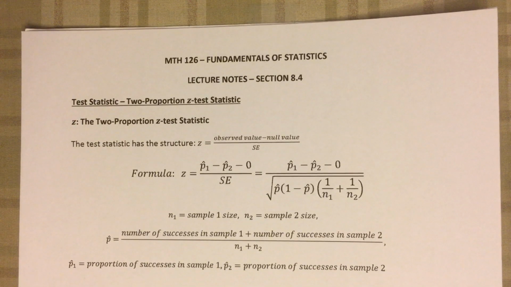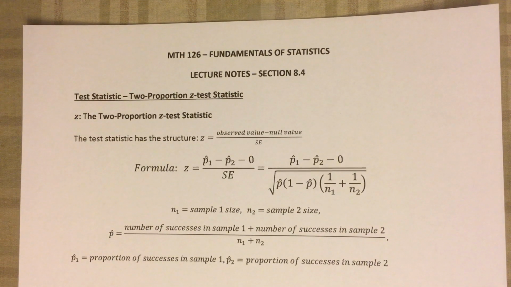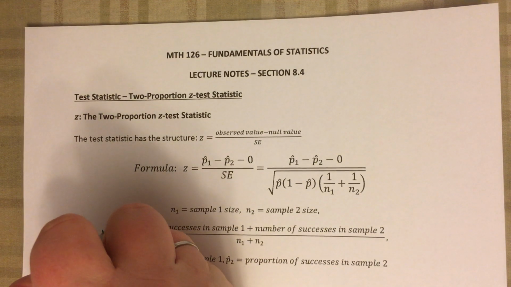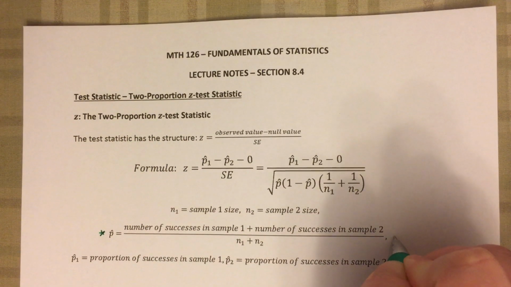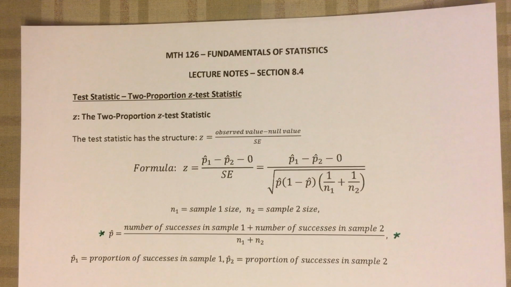On the next page of our notes, we see our calculation for our z value. Again, you're not going to have to work through any of these by hand, so I'm not going to spend a lot of time talking about this formula, but I do want to mention this p-hat value that I just mentioned on the previous page: the number of successes in sample 1 plus the number of successes in sample 2 divided by n1 plus n2. So this is just in here for your reference at this point.